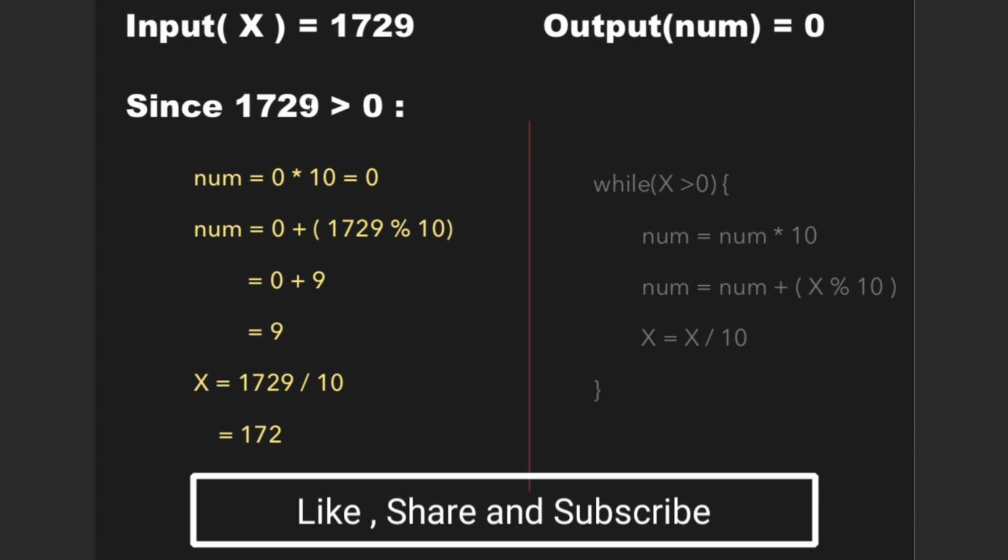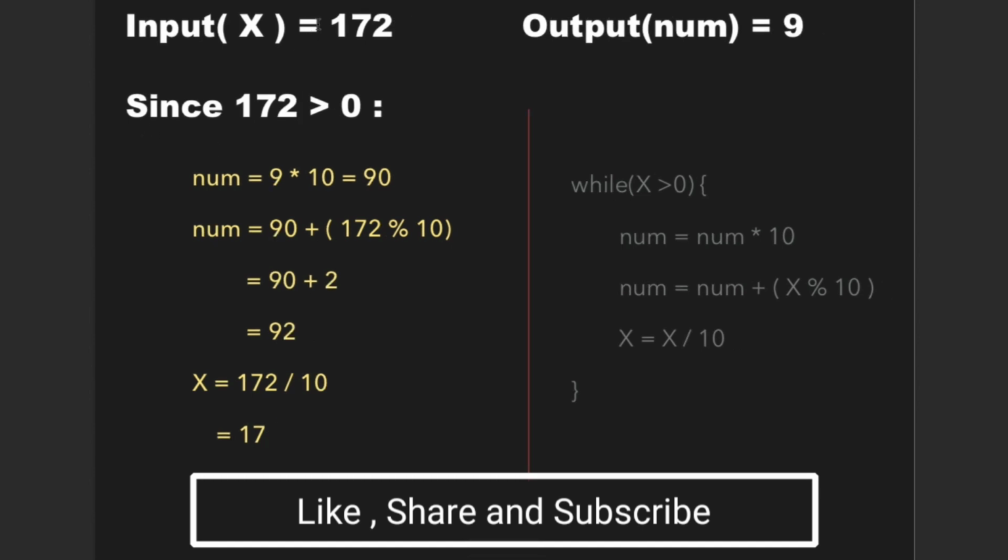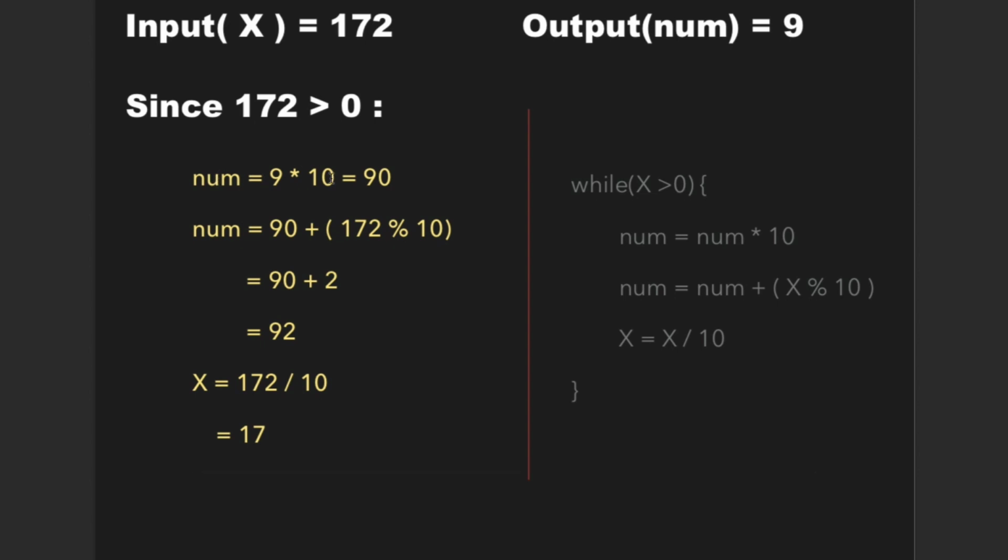Initially, the value of x is 1729. Since x is greater than 0, multiply num with 10, then add x mod 10 to num, which gives 9, and finally divide x by 10, which gives 172. So now x is 172 and num is 9. Since x is still greater than 0, we perform the same operations as in the last iteration: multiply num by 10, add x mod 10 to num, which gives 92, and finally divide x by 10. So our new values of num and x are 92 and 17.